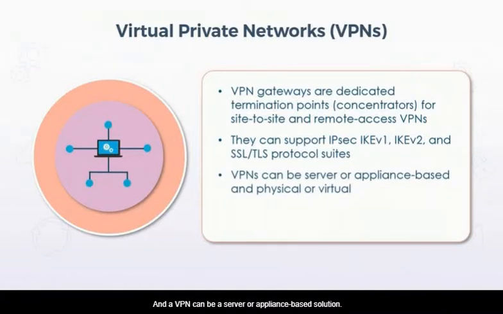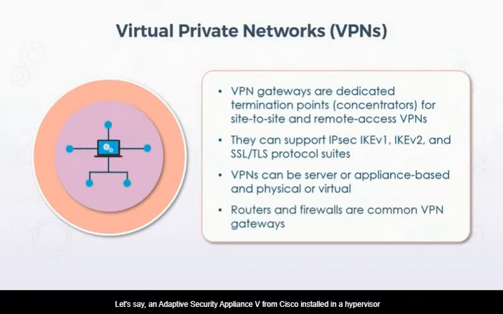And a VPN can be a server or appliance-based solution. It can be a physical appliance, often with a high availability solution, maybe a cluster of those devices, or an active standby scenario, or they can be virtual. Let's say an adaptive security appliance V from Cisco installed in a hypervisor or running at your cloud provider. Routers and firewalls have been common VPN gateways, although there are dedicated VPN gateway solutions.